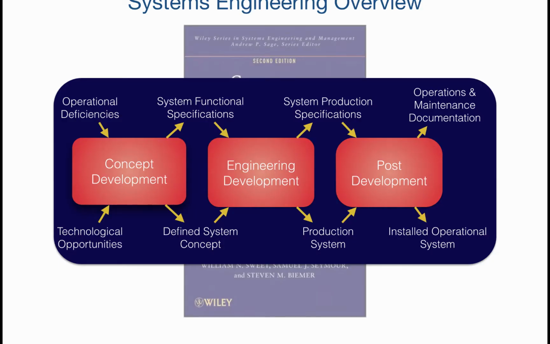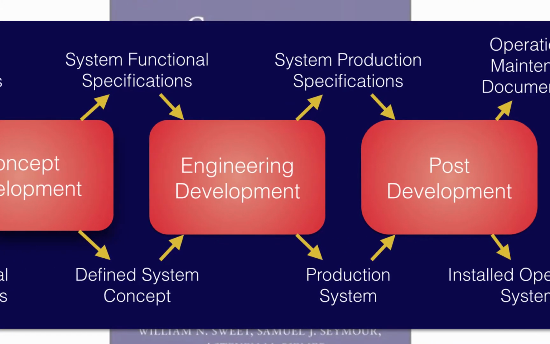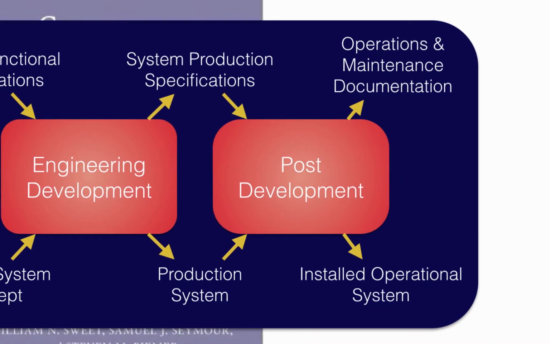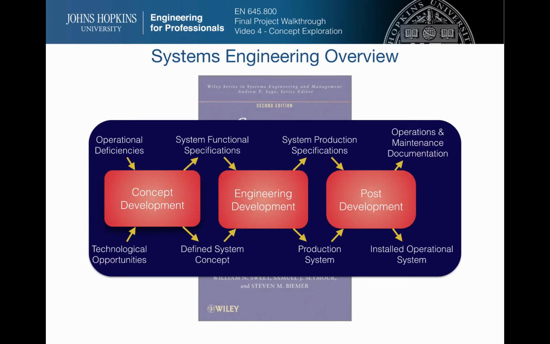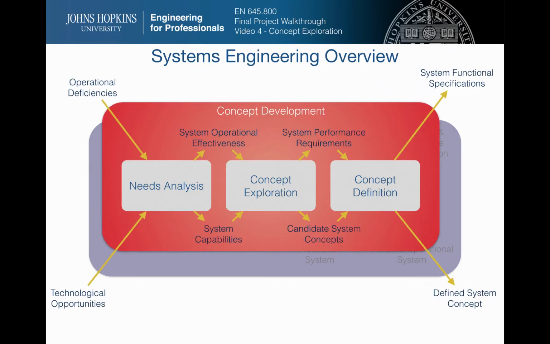Recall that the systems engineering life cycle is composed of three separate stages: the concept development stage, engineering development stage, and post-development stage. The scope for this project is encompassed within the concept development stage. Within the concept development stage, there are three separate phases: needs analysis, concept exploration, and concept definition.